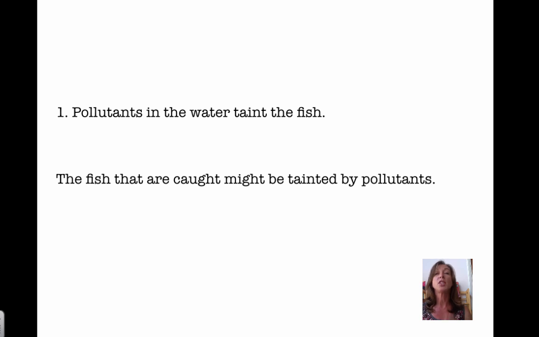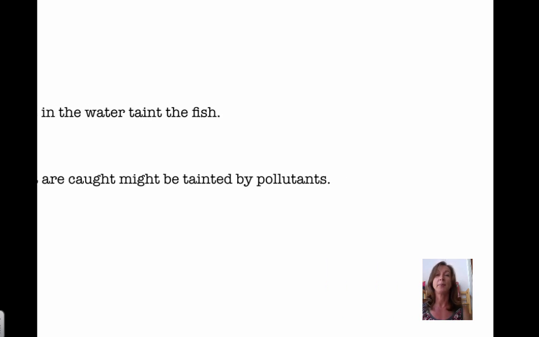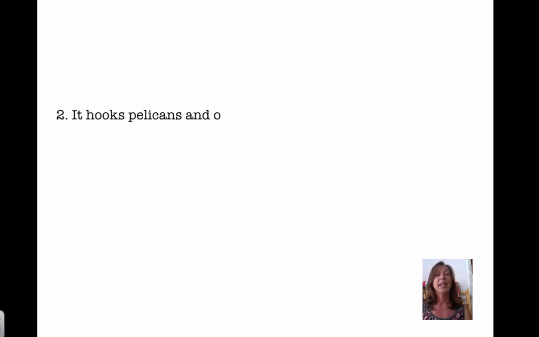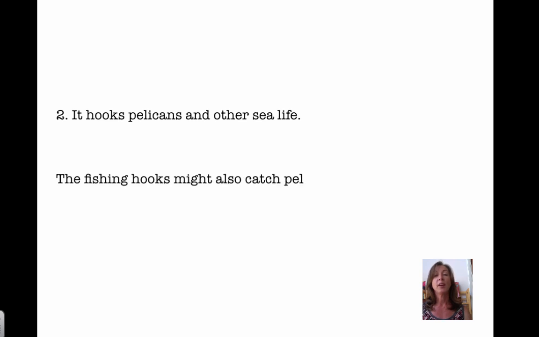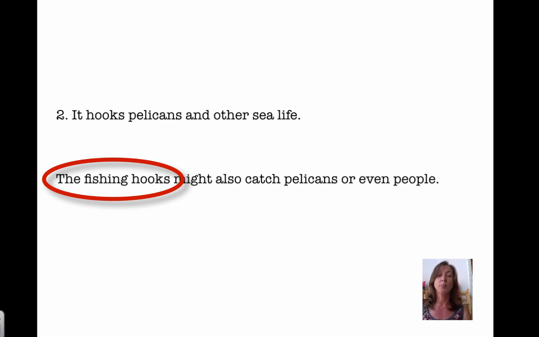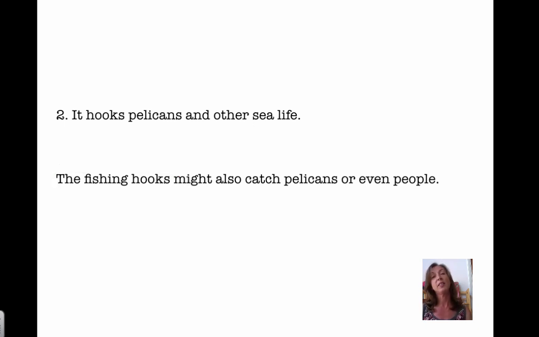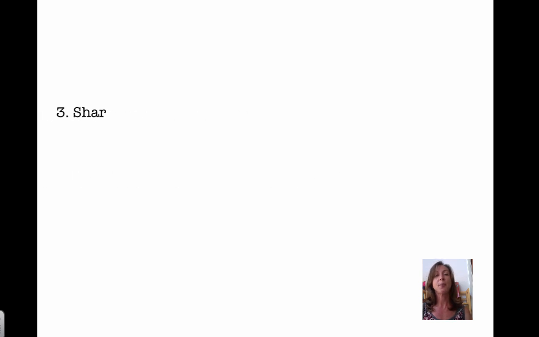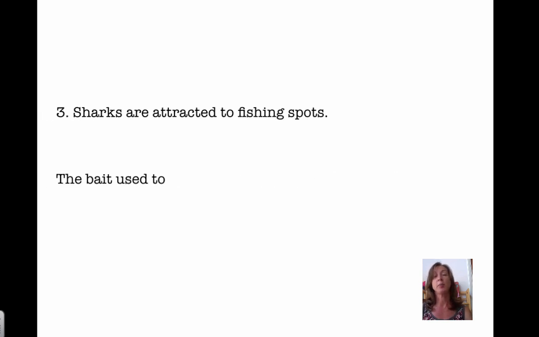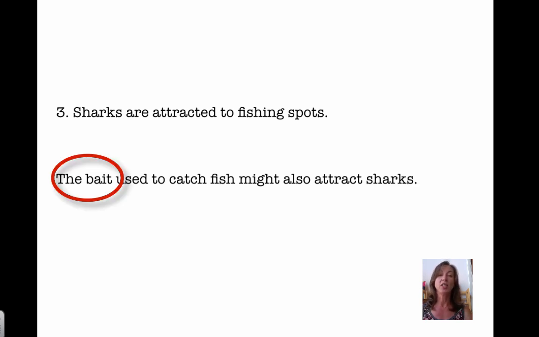So let's look at point 2, and I want to follow the same pattern. It hooks pelicans and other sea life. I can rewrite that to say, the fishing hooks might also catch pelicans or even people. So I followed that pattern. I said the same thing, but now it flows with my other sentence. And here's the last one. Sharks are attracted to fishing spots. I rewrote that to say, the bait used to catch fish also might attract sharks.